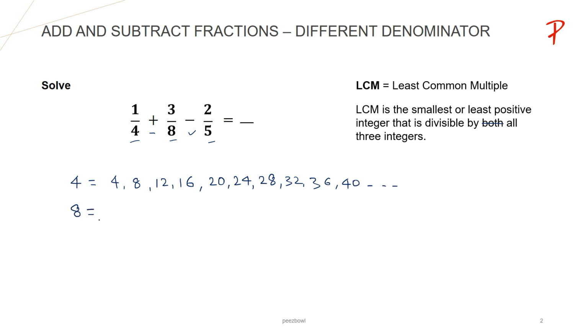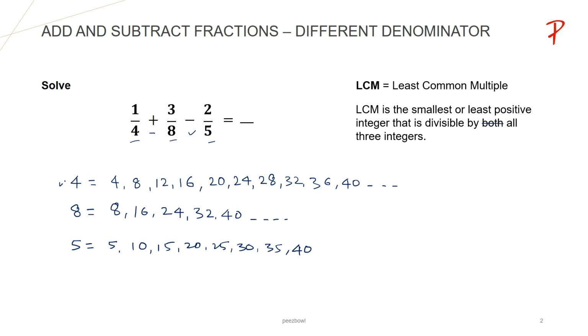For 8, I will write multiples of 8, that is 8, 16, 24, 32, 40 and this will continue. Same way, I will write multiples of 5, that is 5, 10, 15, 20, 25, 30, 35 and 40. Now we have multiples of 4, multiples of 8 and multiples of 5. So from these multiples, I need to find out which is the least common multiple.